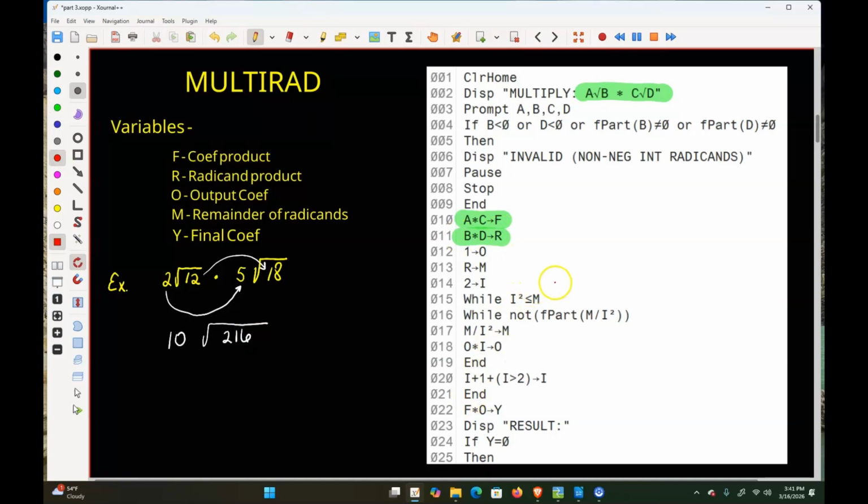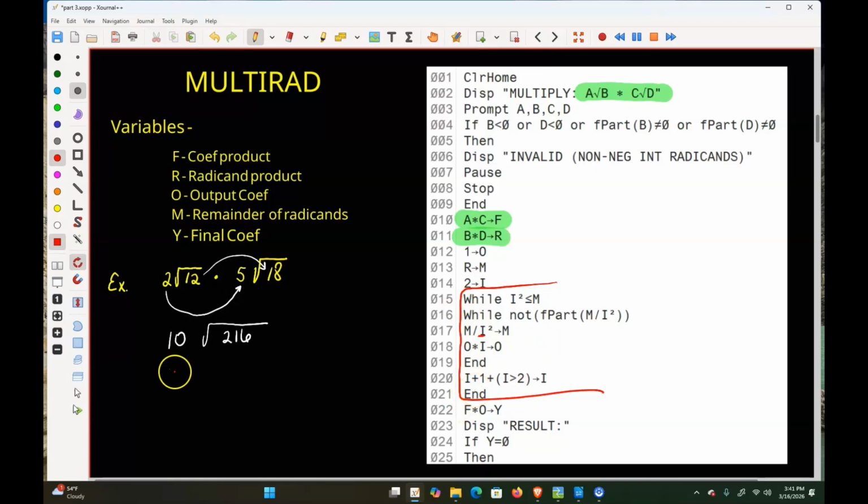And then this portion here, we're going to be simplifying the radicals. So we're going to be dividing by the squares, like 1 square, 2 squares, 3 squares, 4 squares. And we want to pull out the largest one without any part left over, or F part. So that's what we're doing in lines 15 through 21.